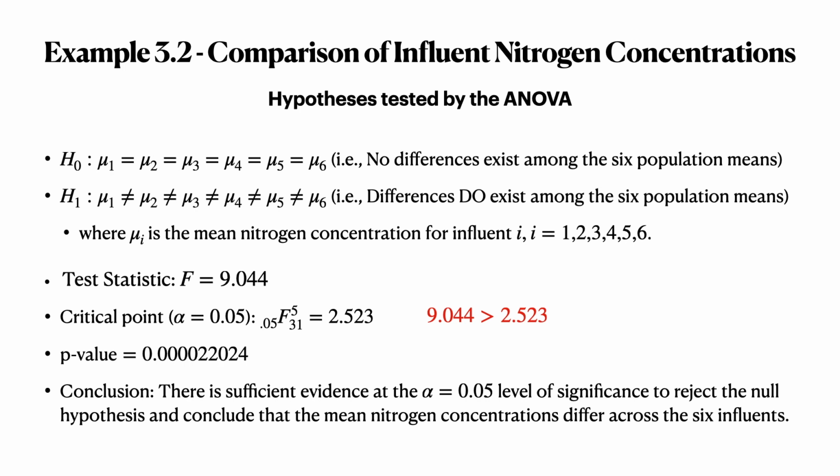Now we see that the test statistic, 9.044, is greater than the critical point, 2.523. The p-value is certainly less than 0.05. And so we conclude that there is sufficient evidence at the 0.05 level of significance to reject the null hypothesis and conclude that the mean nitrogen concentrations differ across the 6 influents.